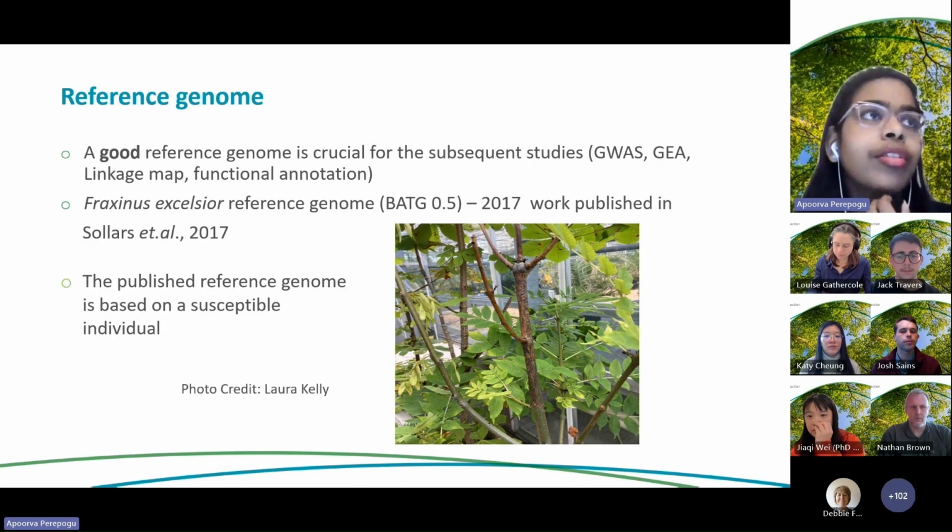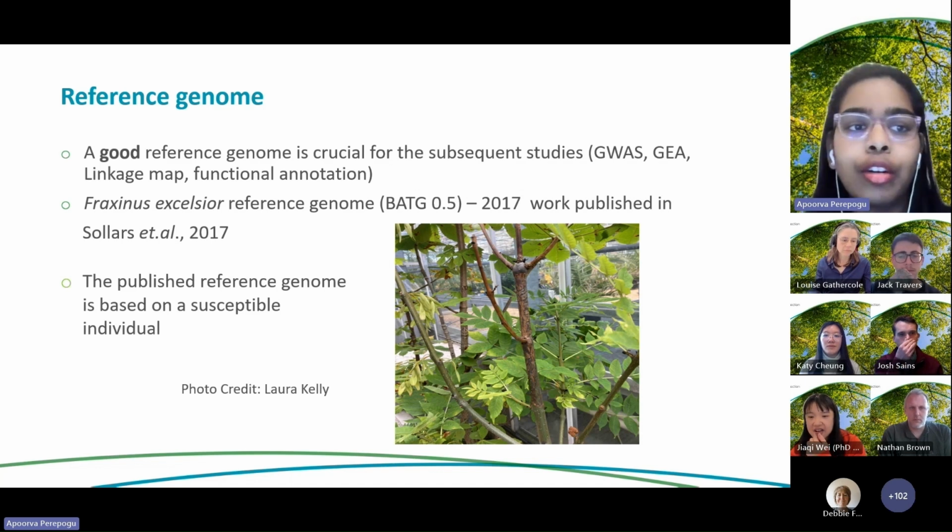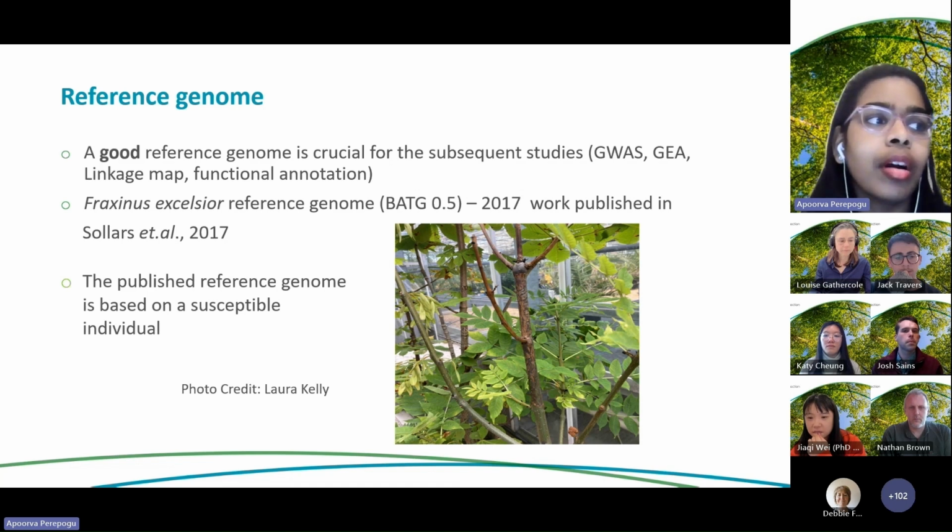Based on our research, we come to one conclusion: a good reference genome is crucial for subsequent studies to take place, like genome association studies, genome-environment association studies, or to come up with a linkage map or functional annotation. A reference genome is a genome which is assembled and used as a baseline standard for comparing and studying further sequences. The first reference genome, published in the 2017 paper, was based on a susceptible individual.